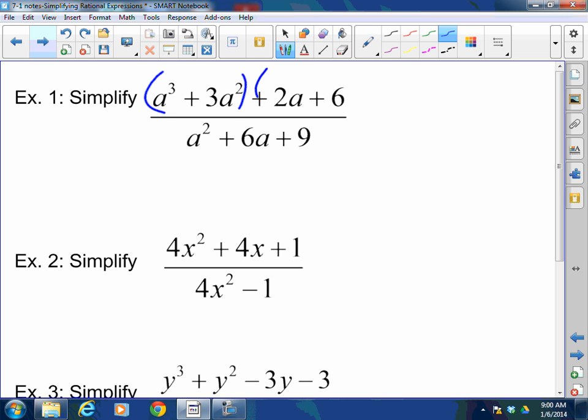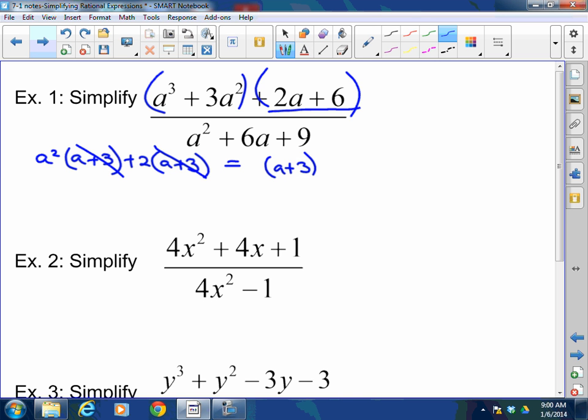Thank you very much. Group them. Group them. What do I factor out of this first one? I take out an a squared. I'm left with a plus 3. Very good. What do I factor out of this guy? 2. So I'm left with a plus 3. So what does that numerator factor out to? A plus 3. Very good, because you took this guy and this guy, factored it out, and then my leftover is a squared plus 2. Excellent. Now, the denominator.